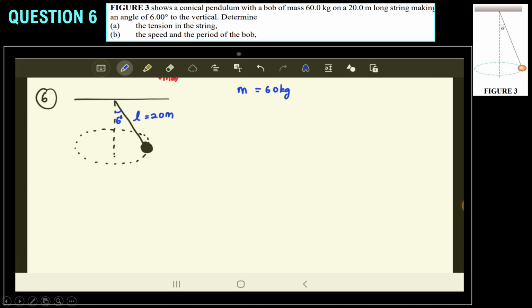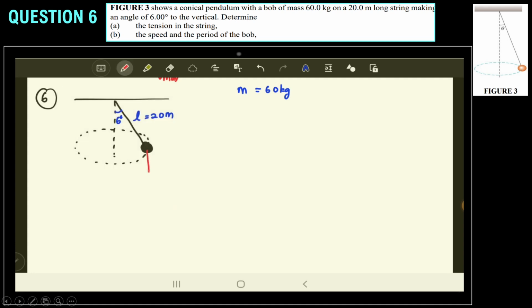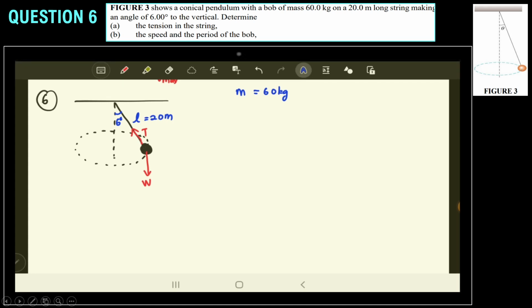Before we start any calculation, make sure you draw the free body diagram first. So we're going to have the weight in the downward direction and the tension outward from the object. Since the object is moving in circular motion, the direction of the centripetal acceleration must be towards the center of the circle.